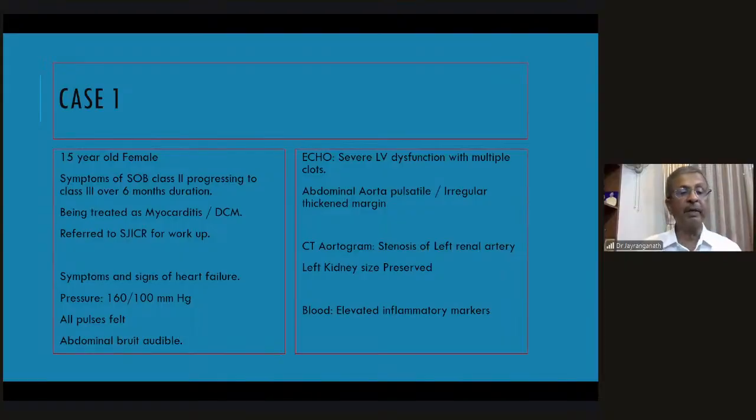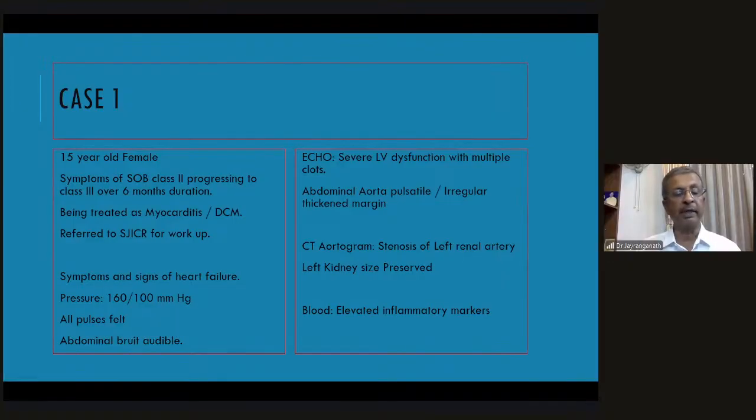A 15-year-old female presented with class 3 symptoms, being treated as myocarditis elsewhere, or DCM, with upper limb blood pressure 160 by 100. Please remember, postgraduates, any DCM comes to you even in your duty hours, dilated cardiomyopathy, LV function at 25 to 30%, and you find the blood pressure is more than 140 by 90 or something like that. Diastolic pressure is more than 90, systolic pressure 140 or something like that.